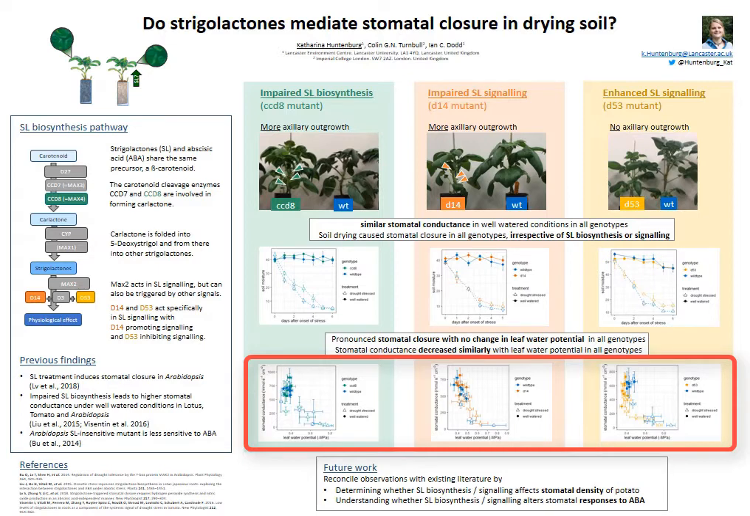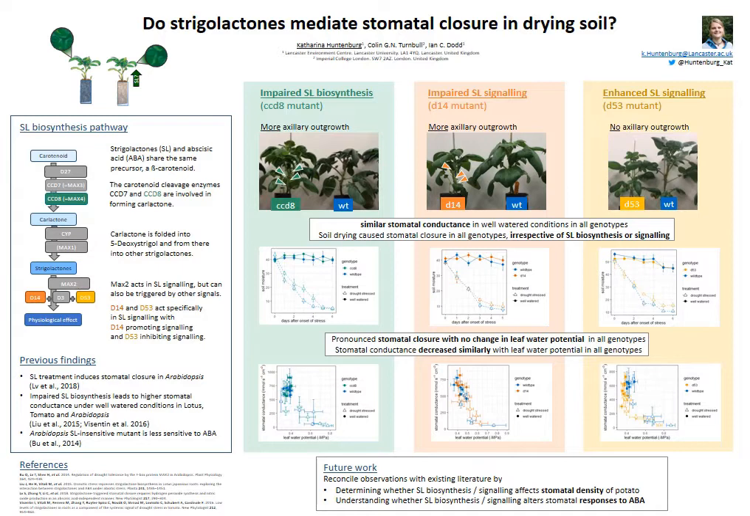to the wild type. So that is a bit surprising, because previous studies found that under well-watered conditions, which is a leaf water potential close to 0, lotus, tomato and Arabidopsis have a higher stomatal conductance when they are impaired in strigolactone biosynthesis. So we would expect, at least in this experiment, to see a difference between the 2 genotypes, but we don't. So the question is, why is that happening?